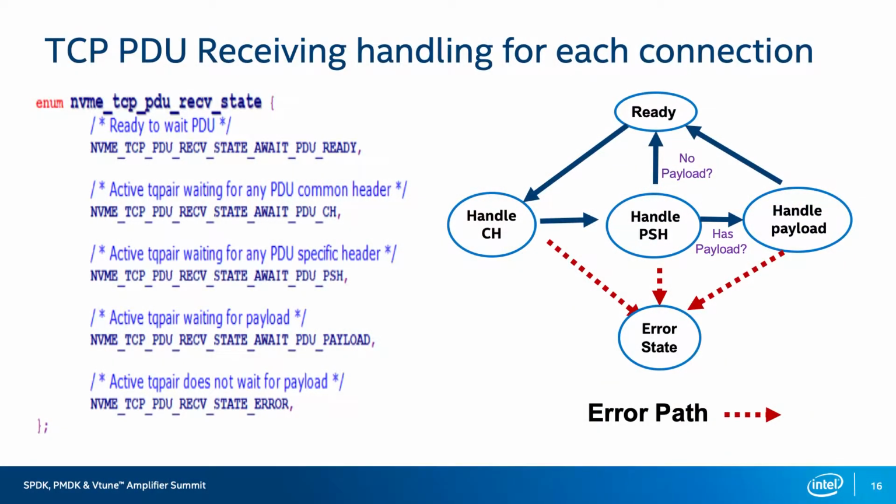So here, you can see there are five states to track the NVMe TCP PDU. We name them the ready state, waiting for the common header, waiting for the PDU specific header, and waiting for the payload. And another is the error state. This exactly follows the specification defined by NVM Express, so I will not pay too much attention here.